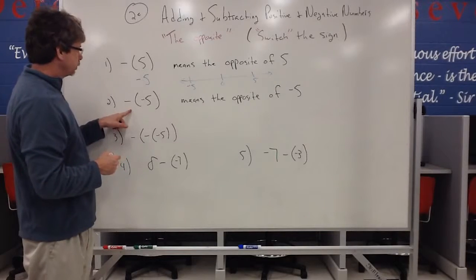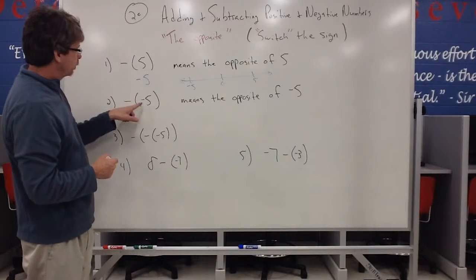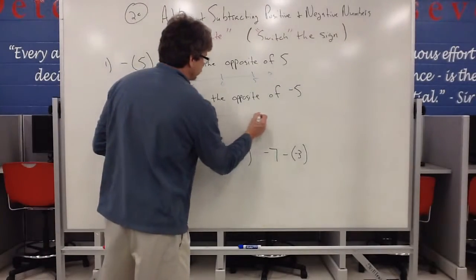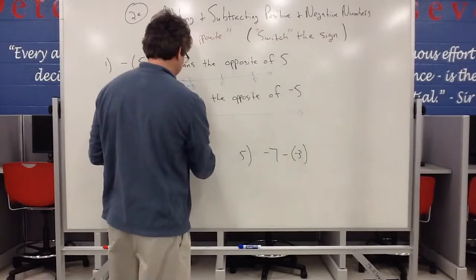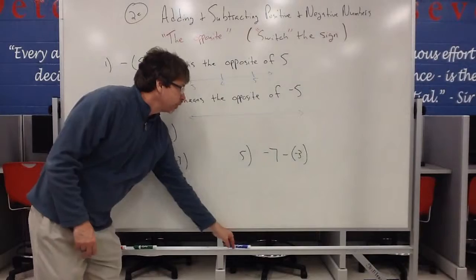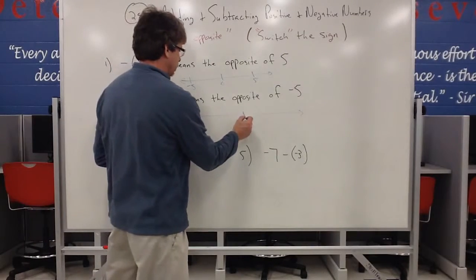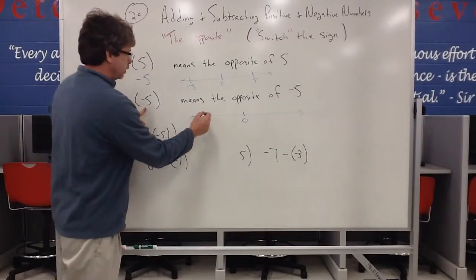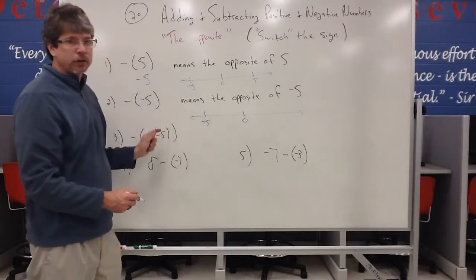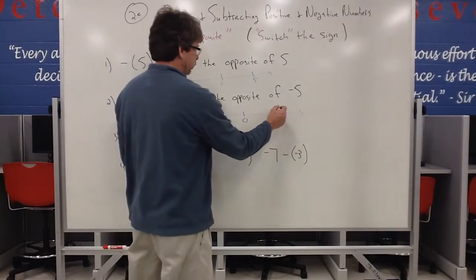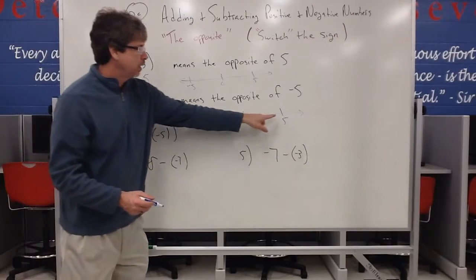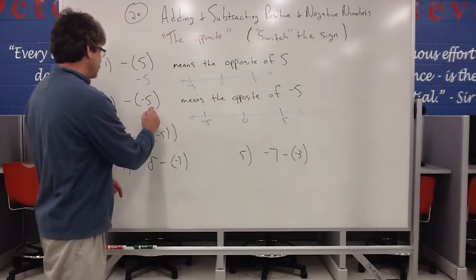So when I look at this, this actually means the opposite of a negative 5. If I draw a number line, I can say that I'm at negative 5, but they want me to move the opposite of negative 5. So instead of moving left of 0, that means to move to the right of 0, 5 places. So the opposite of a negative 5 is actually going to be a positive 5. So this would be then just a 5.